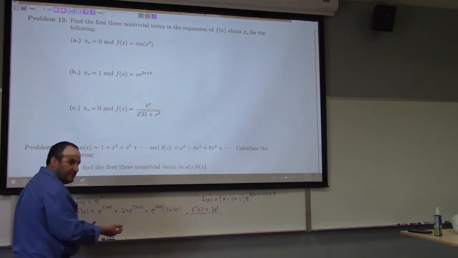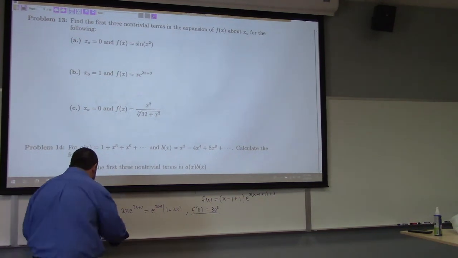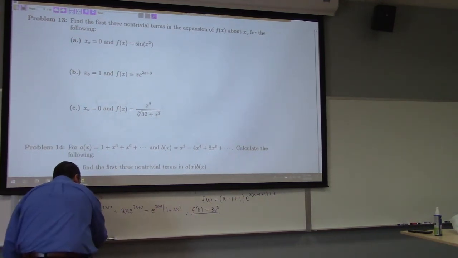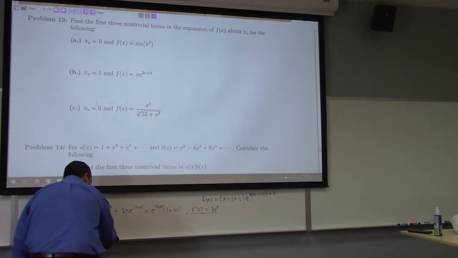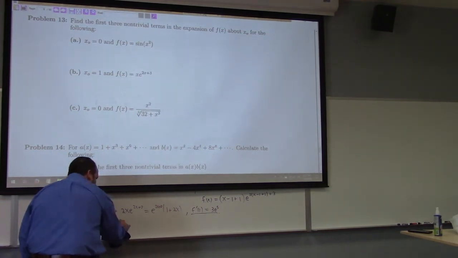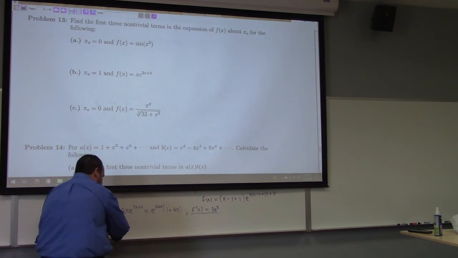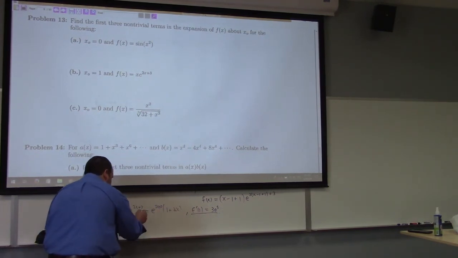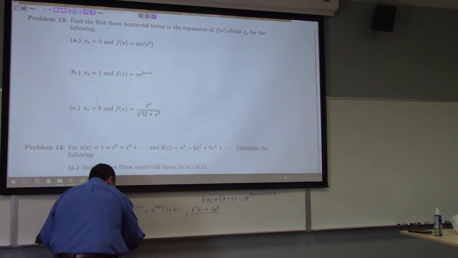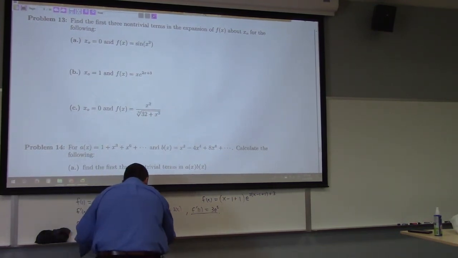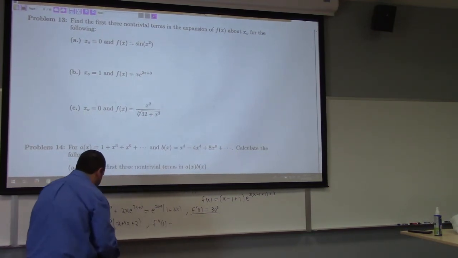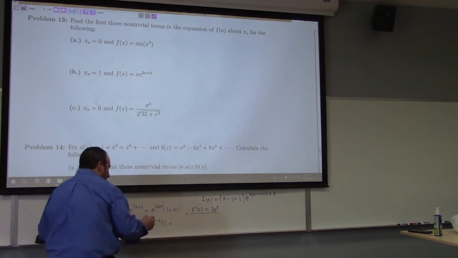And then I need 3 non-trivial terms, right? So I need one more derivative, f prime prime of x, and that's going to give me e to the, I'm going to do it in my head, e to the 2x plus 3. When I differentiate this, it gives me, first of all, 2 times that, which gives me a 2 plus 4x, and then from that plus 2. So I think, if I haven't made a mistake, f prime prime of 1 would be 8 e to the 5.